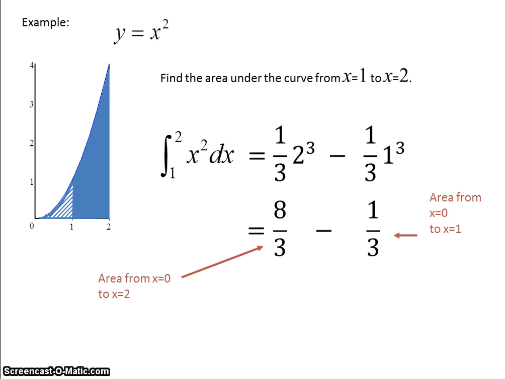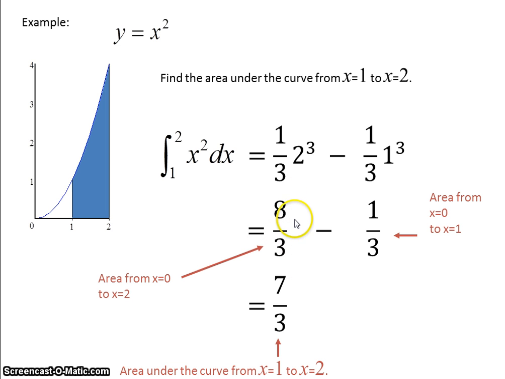the answer of 7/3. This first one here, 8/3, that's simply the area from 0 to 2. In other words, if I wanted to find the area from 0 to 2, that would just simply be equal to 8/3. And the area from 0 to 1 would just simply be equal to 1/3. So if I want to find this blue region, I would subtract out this white region from the whole, and I get 7/3.